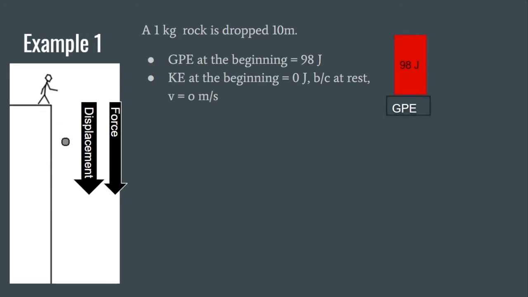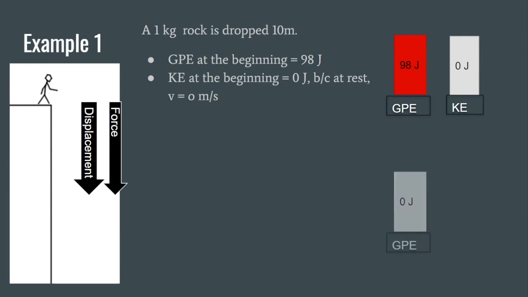Here's our energy pie chart showing that GPE is 98 joules and KE is 0 joules. At the end though, right before it hits the ground, all of that GPE is now taken out and we're left with 0 GPE because we have no height at the end, and it's all transferred into kinetic energy because our ball is moving very quickly before it hits the ground, and that's 98 joules of kinetic energy. Obviously in this problem, we're assuming that there's no friction or air resistance, and that's why all of our GPE is being transferred into KE.